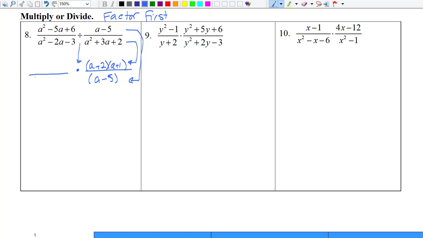On the first fraction, there is no division sign in front of it. Obviously, that wouldn't make much sense. So I'm just going to go ahead and keep that exactly the same. And I'm factoring it at the same time.